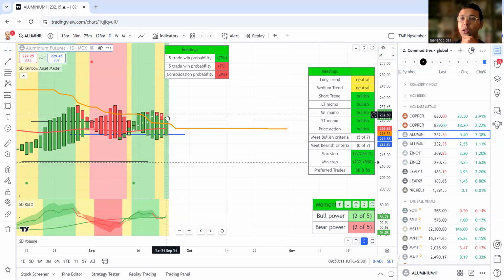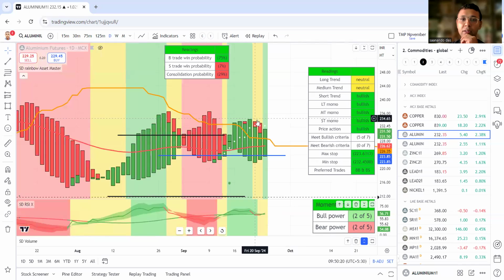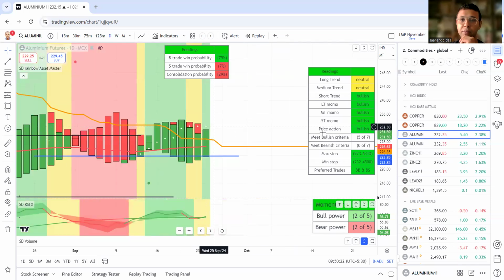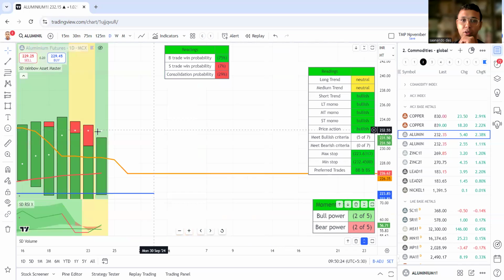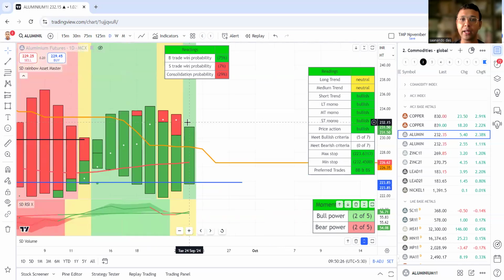So it is a general warning that this green candle has some problem in it, with the minimum stop loss, or the white cross is outside the candle body. As you can see, the white cross is outside the candle body.